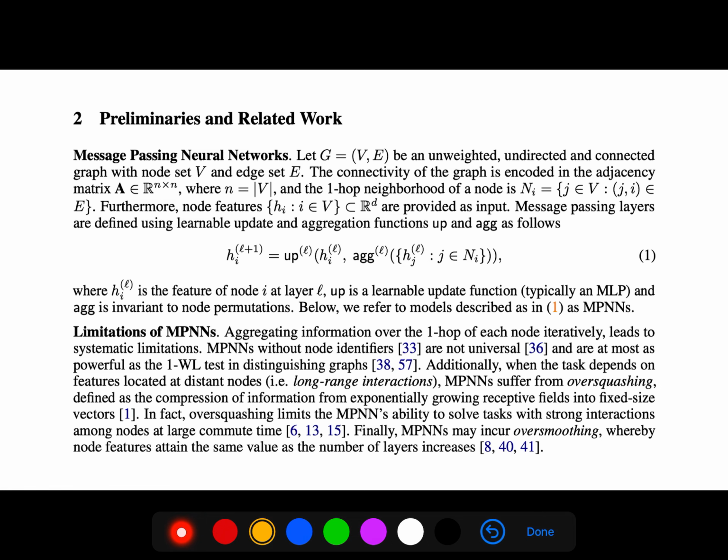You know that we have an aggregation function and update in any graph neural network, which is traditional. But it has this limitation of one hop for each node. So you need k layers to get k hops from one node to another node which is k distance away.